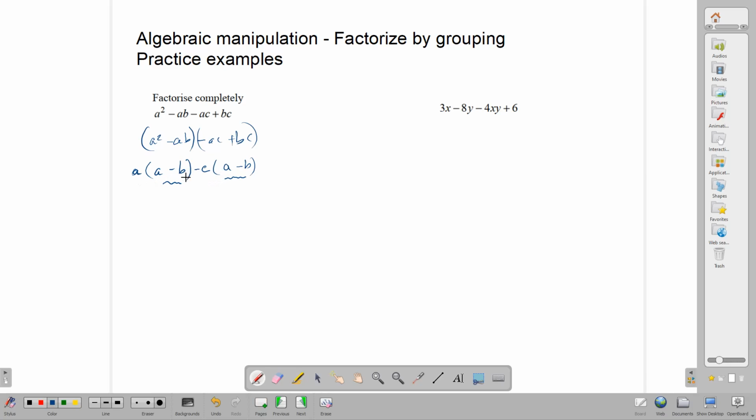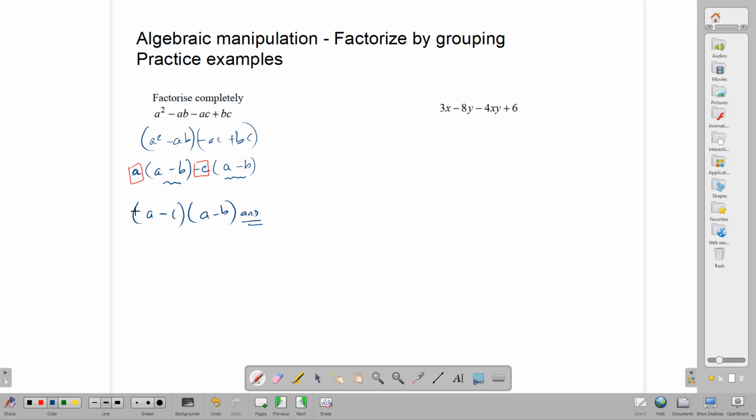But for now, our brackets are the same, and what we do to finish our answer is to write our outside factors, which are a and minus c. We write them in a bracket by themselves, so our answer goes like this: a minus c, and then we write back the other bracket, a minus b. And this is our answer to the question, factorize completely, a squared minus ab minus ac plus bc.